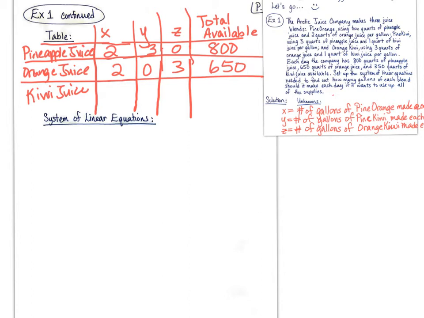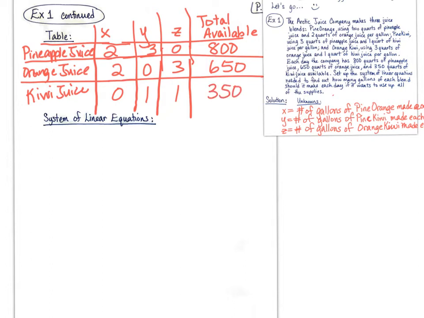So we read our problem. For pine orange, using 2 quarts of pineapple juice and 2 quarts of orange juice per gallon. Pine kiwi, using 3 quarts. Go ahead. 0, 1, 1. Very good. 0, 1, 1. Because you don't need any kiwi juice when it comes to your pine orange. For your pine kiwi, you need 1 quart of kiwi juice, and then for your orange kiwi, you need 1 quart of kiwi juice. Good. What's your total? 350.